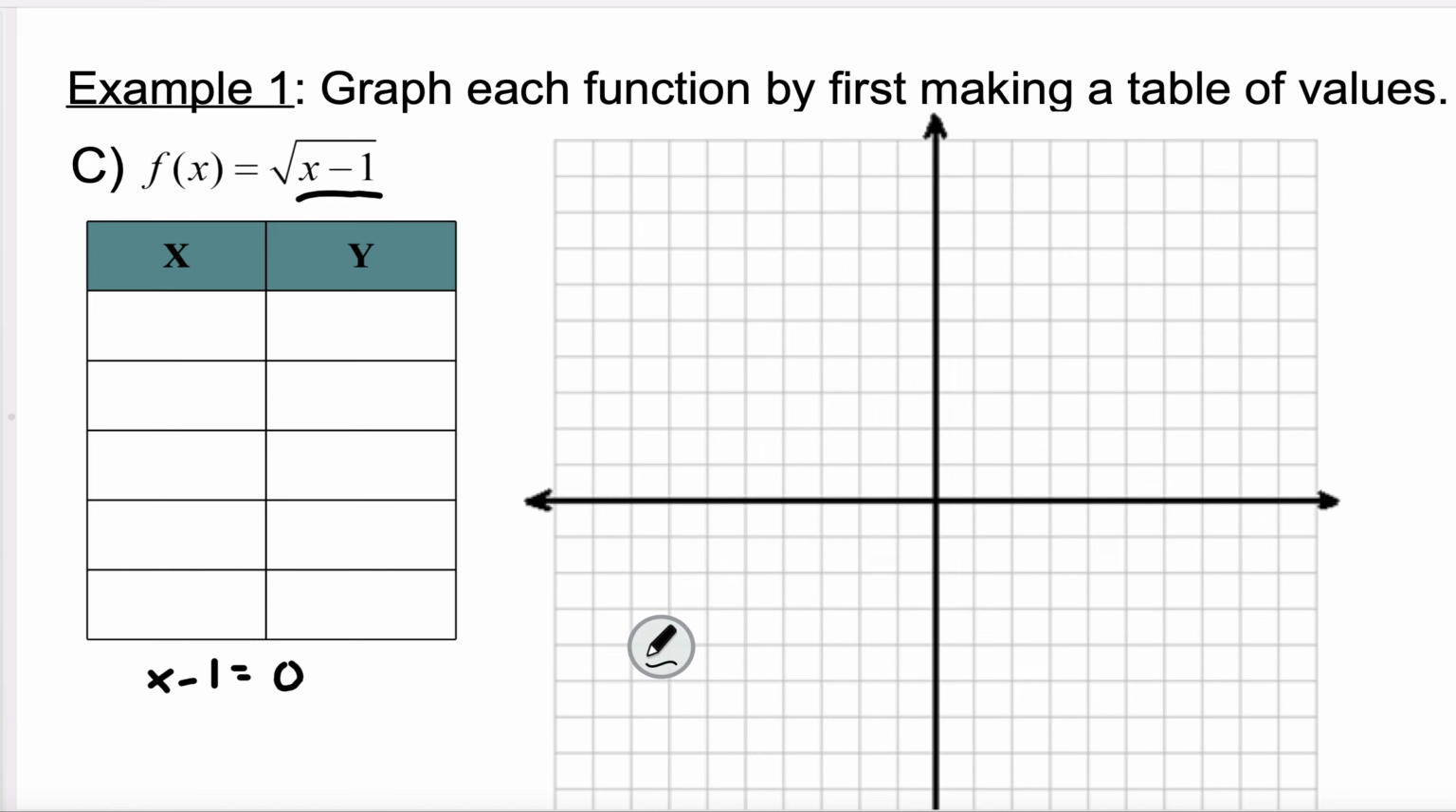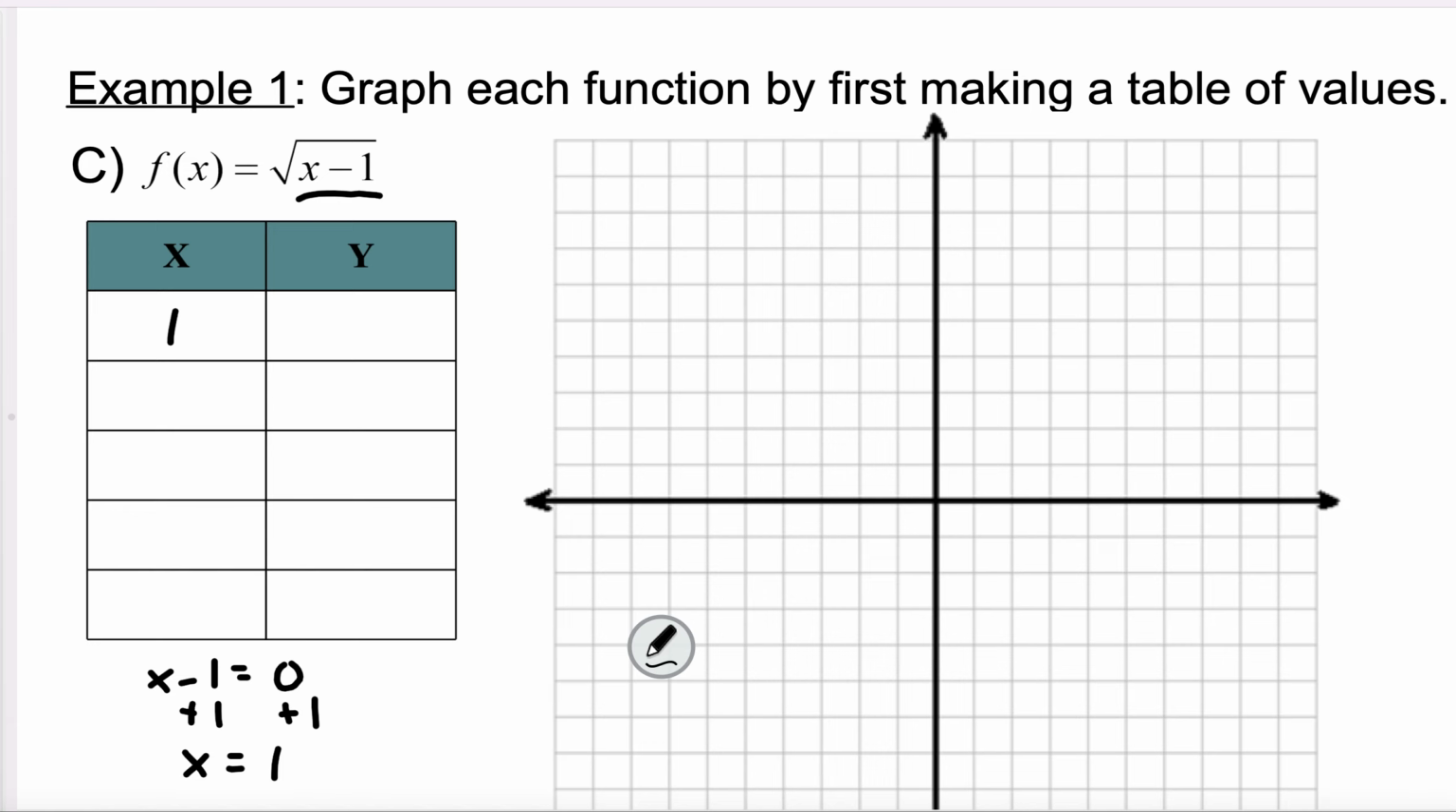So if I take this and set it equal to 0 here, I can now solve for x. So I end up there getting x equals 1. So we're going to start this one here at 1. So once we have that, you can pick either value smaller than x or larger than x.